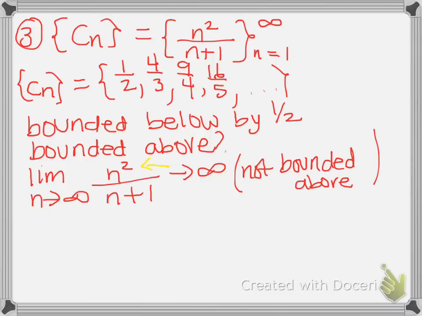Although it's bounded below, in order for the sequence to be bounded, it has to be bounded below and above. So be careful, it has to do both. Therefore, the sequence c sub n is unbounded.